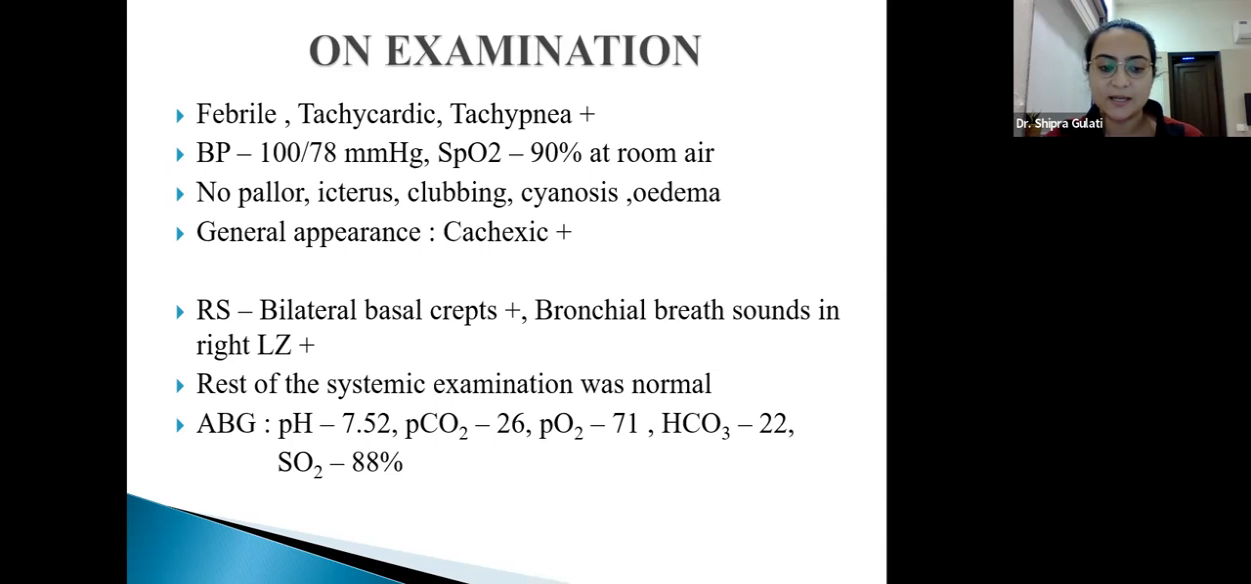His initial blood gas showed a pH of 7.52, PCO2 of 26, PaO2 of 71, and bicarb of 22.